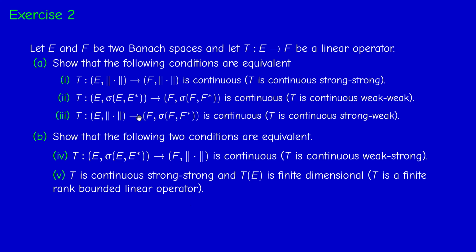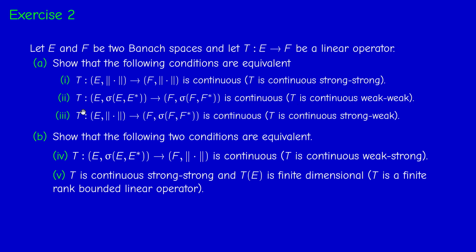Exercise 2, that we already mentioned in the lectures. We have two Banach spaces E and F and a linear operator T between E and F. We have to show that three conditions are equivalent. First condition states that when we equip E and F with their norm topology, then T is continuous. So we say that T is continuous strong, because you put the strong topology on E and the strong topology on F. The second condition states that when we equip E and F with their weak topologies, then T is continuous. So we say that T is continuous weak, because you put the weak topology on the source and the target space.